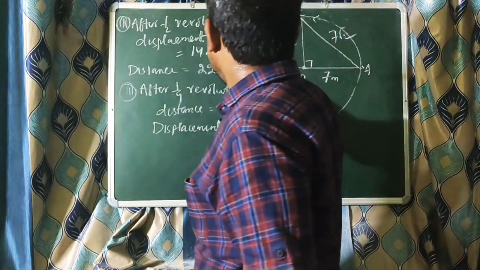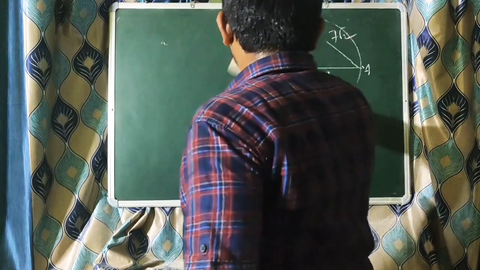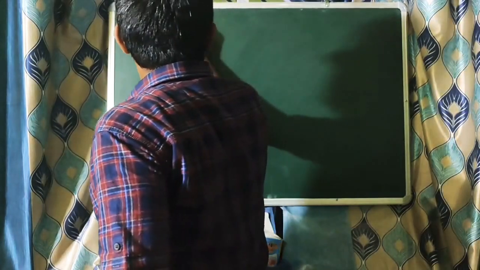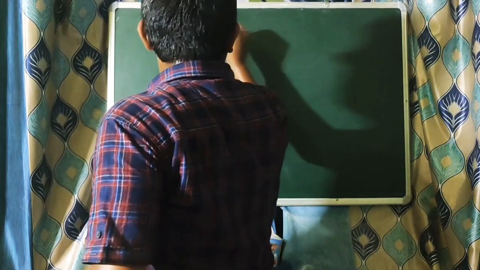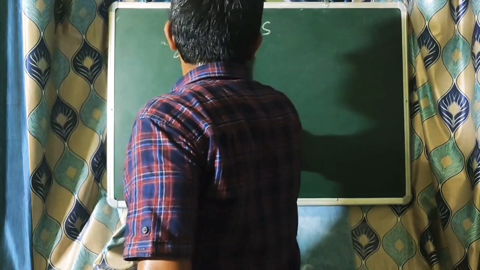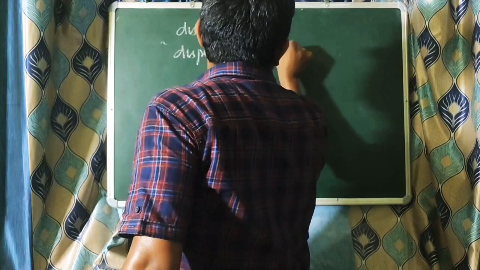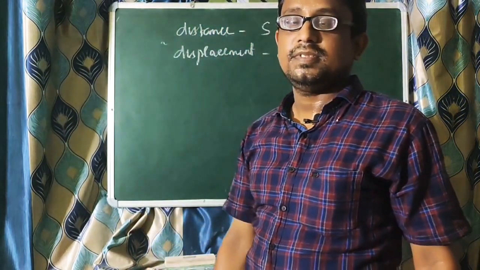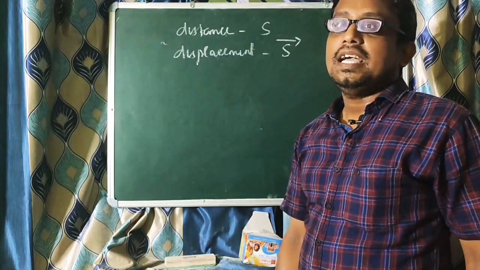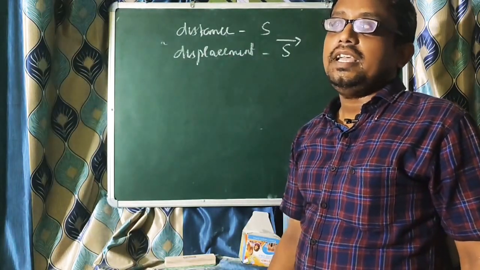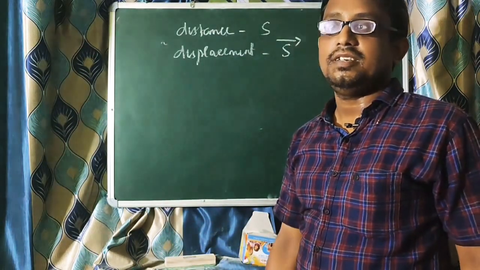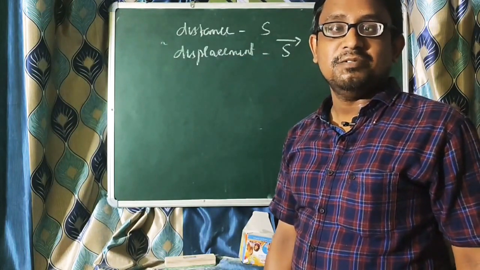Now, distance is symbolized or written with the symbol S, and displacement is written with the symbol S with an arrow over it. So by reading distance and displacement, I think you can differentiate between distance and displacement. I hope everything is clear to you.